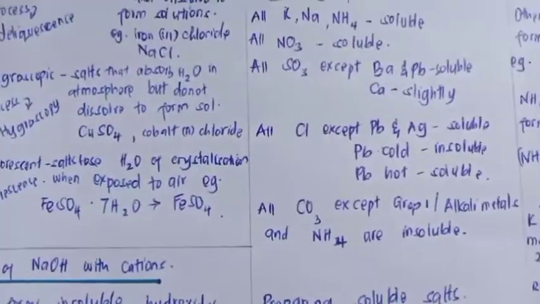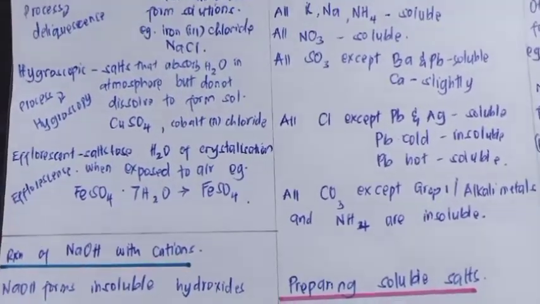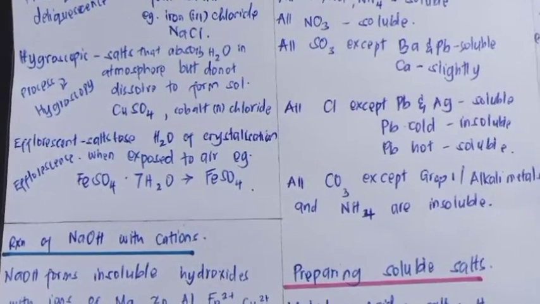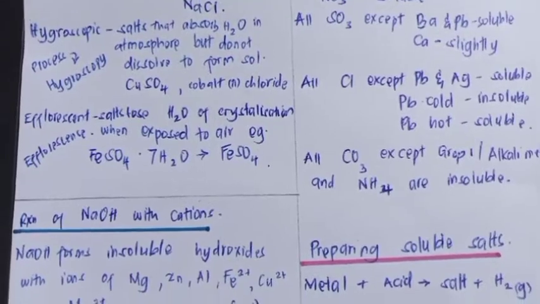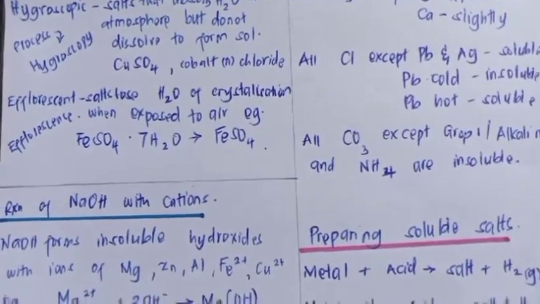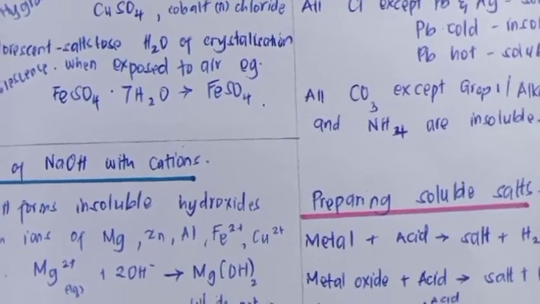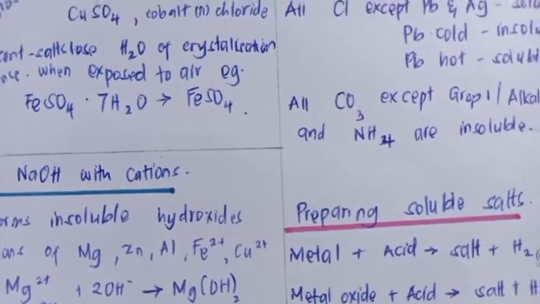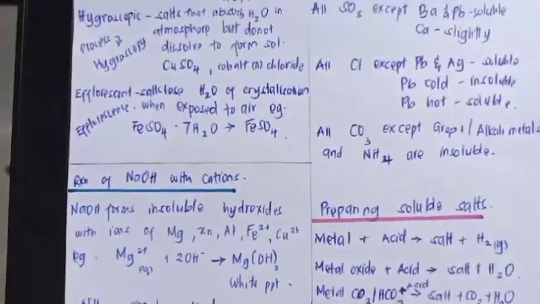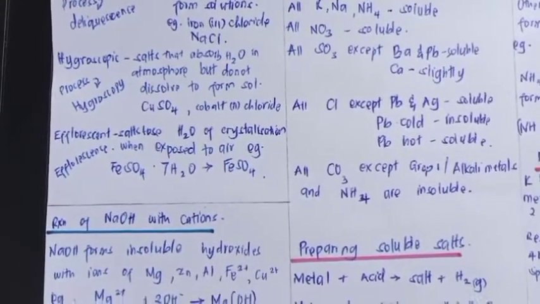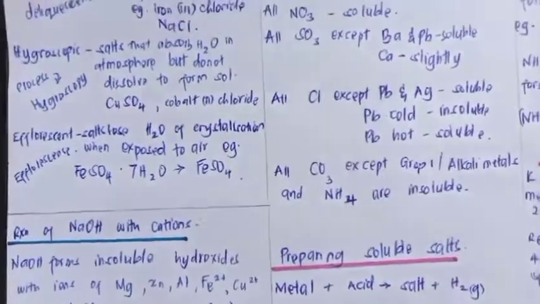Then we have hygroscopic salts, to those who do geography. Hygroscopic salts are salts that absorb water in the atmosphere but do not dissolve to form solutions. Examples are cobalt 2 chloride and copper 2 sulfate. Those are the ones we learned in Form 1, in, was it temporary physical or chemical change, I'm not sure, but I'll check. The process by which these salts absorb water in the atmosphere but don't dissolve to form solutions is called hygroscopy.